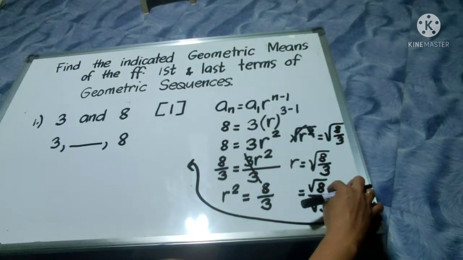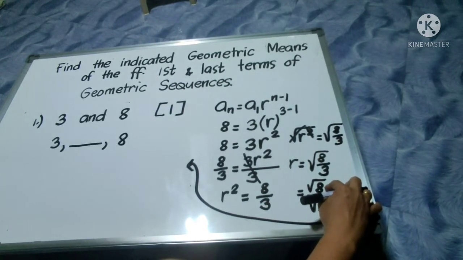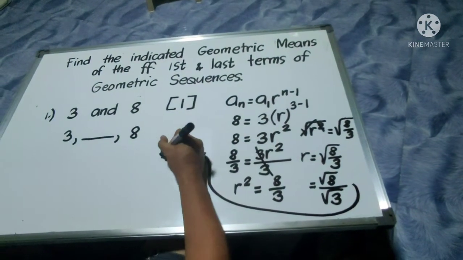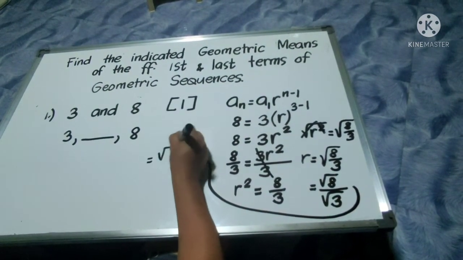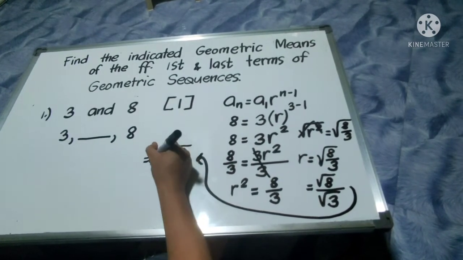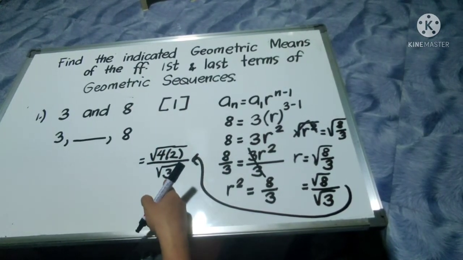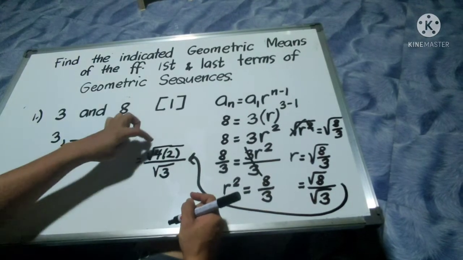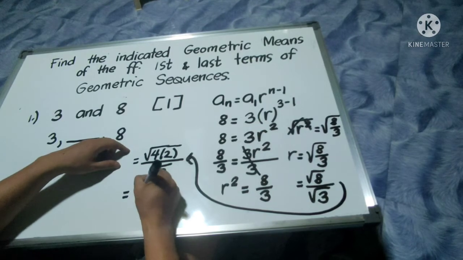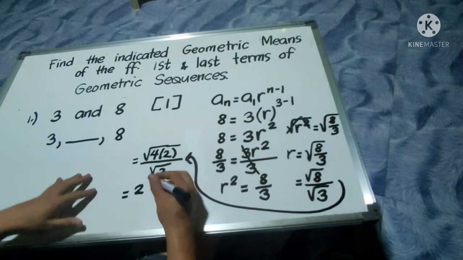8 has factors wherein one of them has a square root. The factors of 8 that has a square root are 4 times 2. So you'll have the square root of 4 times 2 all over the square root of 3. We don't have a square root of 3, right? So just leave it there. What is the square root of 4? The square root of 4 is 2. So 2 is already the square root of 4, so it's already outside the radical sign.